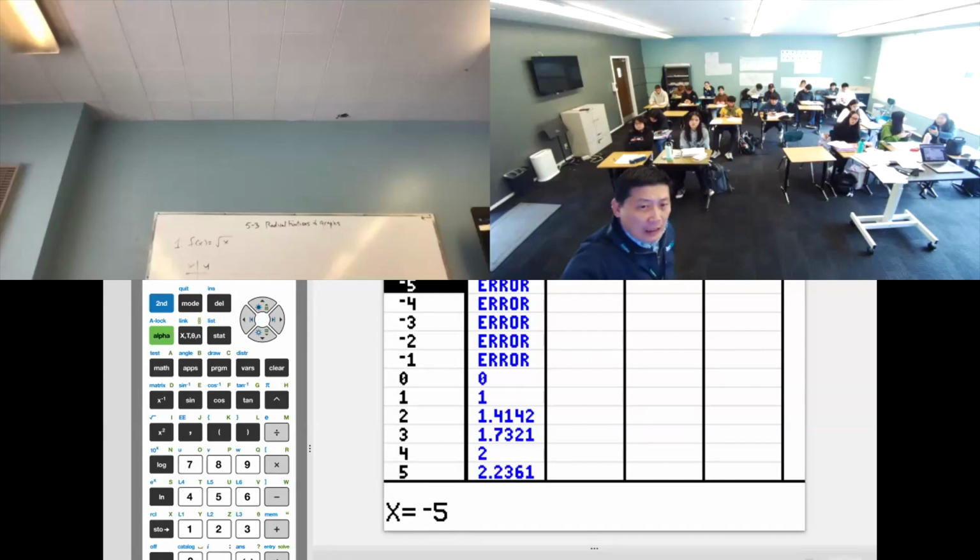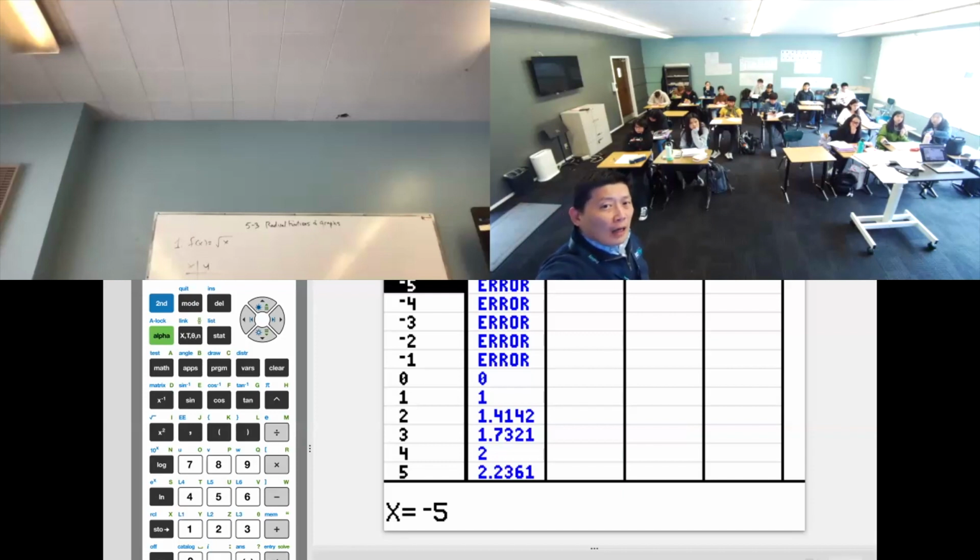Now, from here, this point on, that makes sense, right? 0, 0, 1, 1. Square root of 0 is 0. Square root of 1 is 1. Square root of 2, right? Square root of 2 is 1.4142. Square root of 3, square root of 4 is 2. Makes a whole lot of sense.